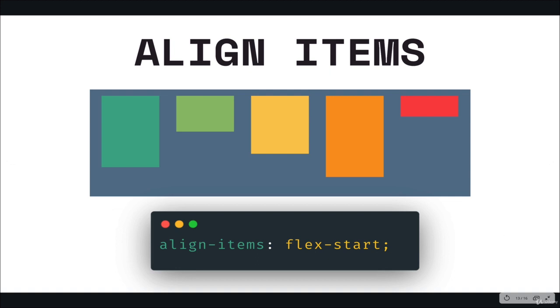Flex start, for example, will align along the beginning of the cross axis. So if we visualize this, our main axis in a row goes from left to right, and the default cross axis is top to bottom. So the start of the cross axis is up here. So our items are being aligned to the start of that. So they're spaced out evenly on the main axis, justify content, but they're aligned to the top vertically in this case.